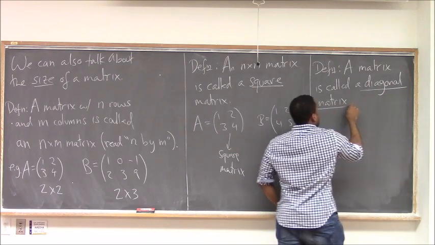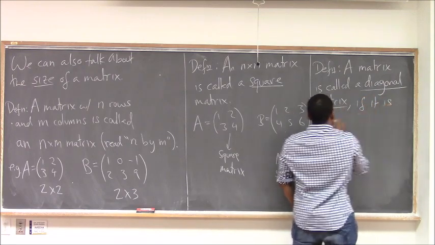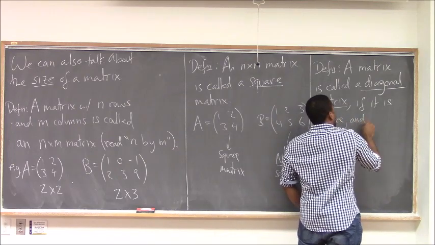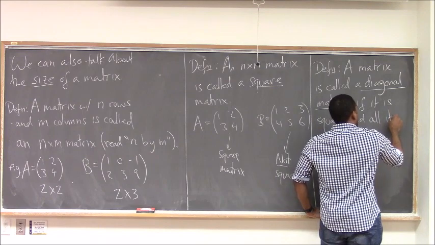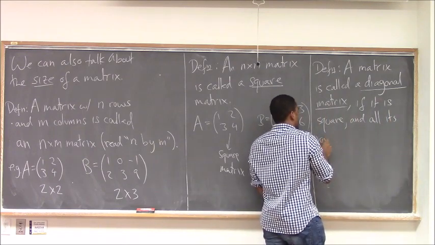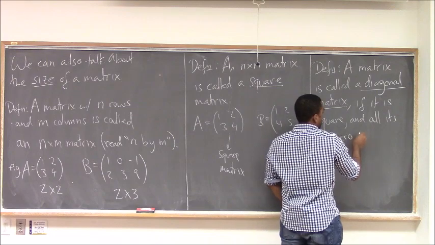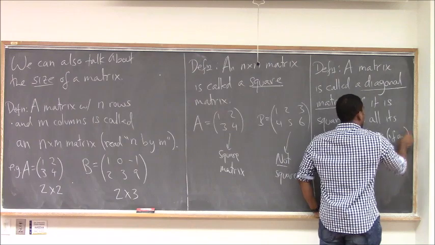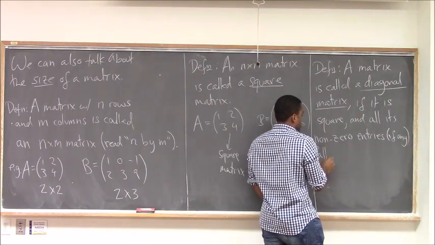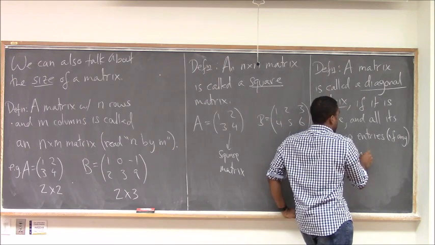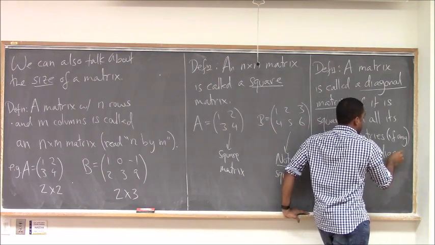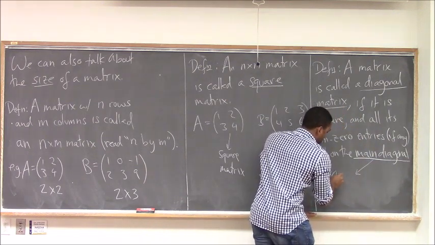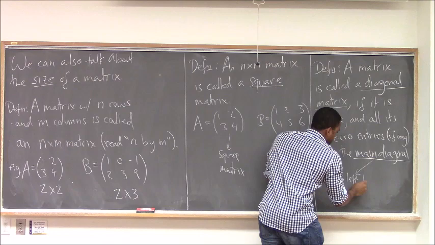How about diagonal matrix? If it is square, and all its non-zero numbers, if any, fall on the main diagonal. The main diagonal is the diagonal from top left to bottom right.